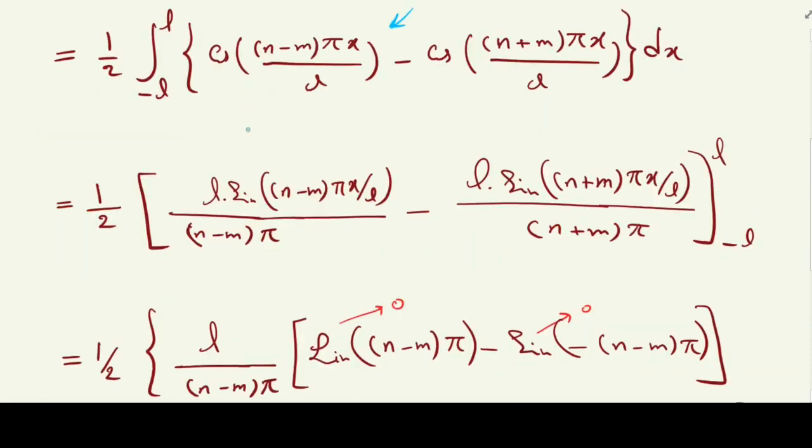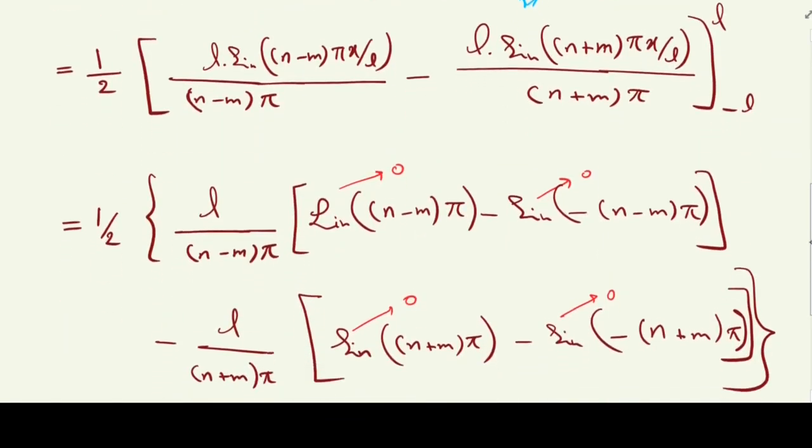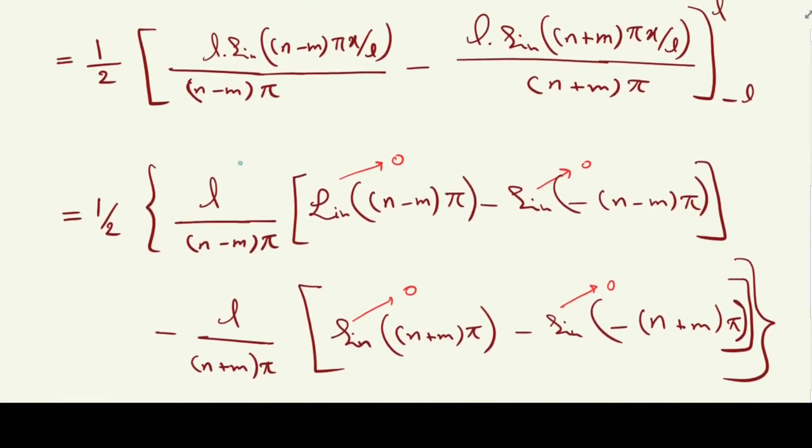So the first one is going to give us this term, integral of cosine. This argument is going to be sine of the same argument times L divided by n minus m pi. And similarly for the second term, integral of this cosine is going to be a sine with the same argument multiplied by L divided by n plus m pi from minus L to L. And if we substitute L and minus L, we're going to get this whole expression shown here.